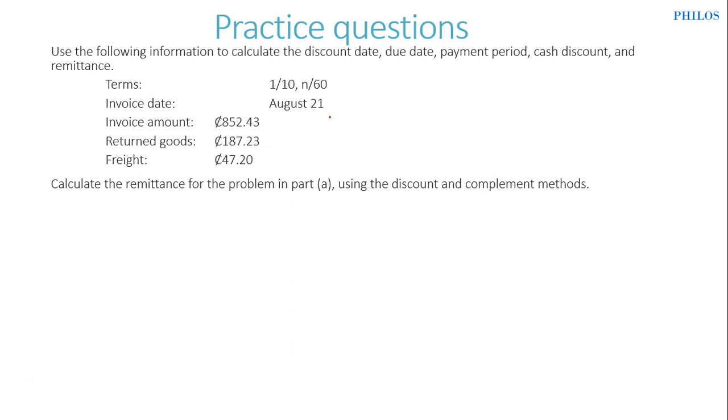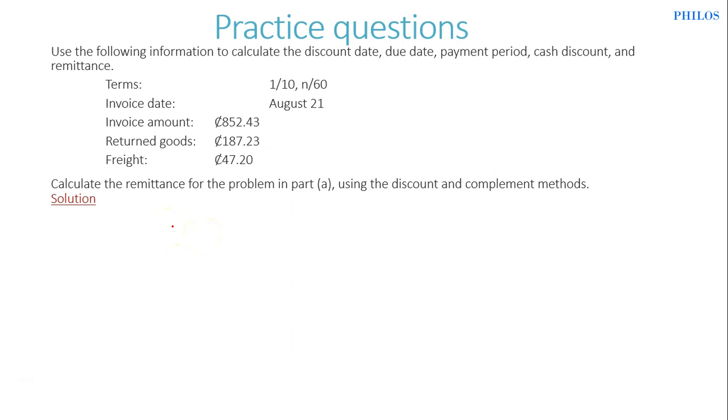That is October, isn't it? So that means 20th October. So the due date is 20th October, or October 20. But the question wants us to find the cash discount using the discount method and the complement method. So let's take the discount method first.